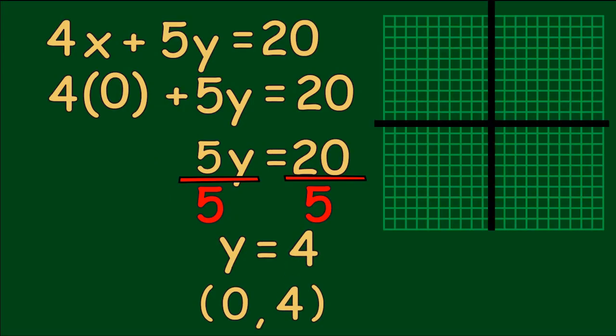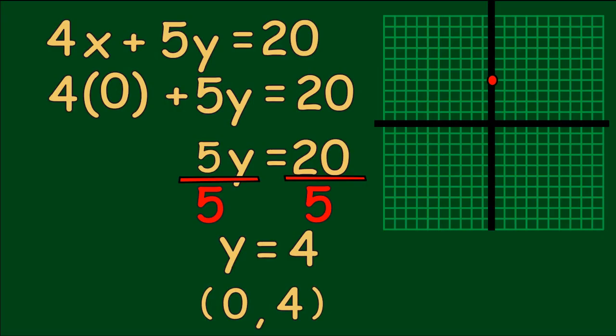Since the x value of the coordinate is 0, we're going to start at the origin, but we won't move left or right. Since the y value is 4, we can move up 4 squares. This is where the line will cross the y-axis. We only have one more coordinate to get before we can graph the line.